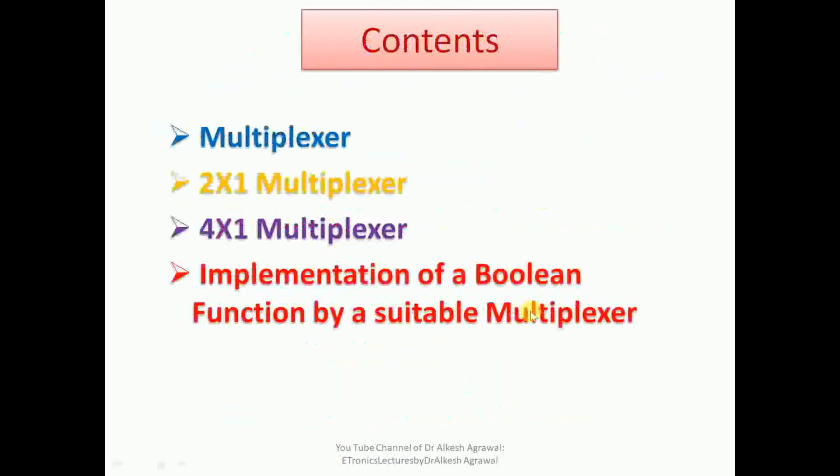I am Dr. Alkesh Agrawal, and in this lecture I'll mainly discuss a special kind of combinational circuit, that is a multiplexer. I'll discuss what a multiplexer is, then the structure and working of a 2 cross 1 multiplexer, followed by the design and working of a 4 cross 1 multiplexer, and finally an application of a multiplexer, that is how to implement a given Boolean function with the help of a suitable multiplexer.